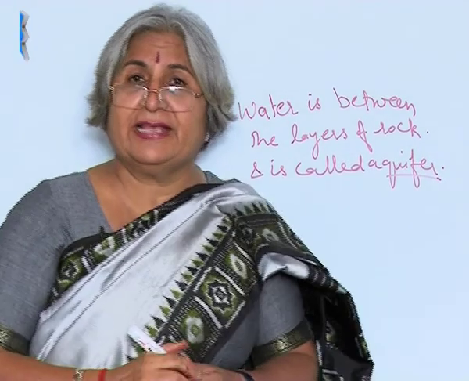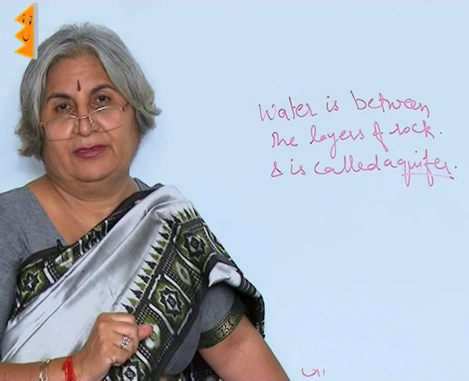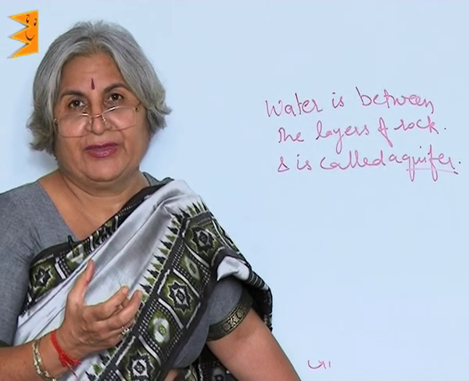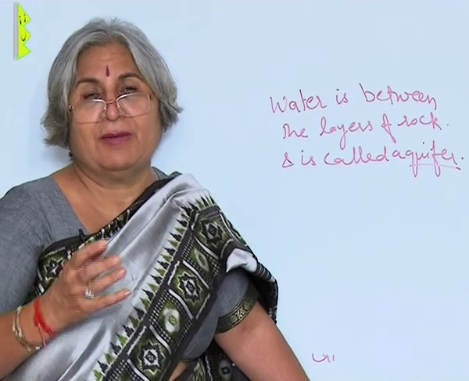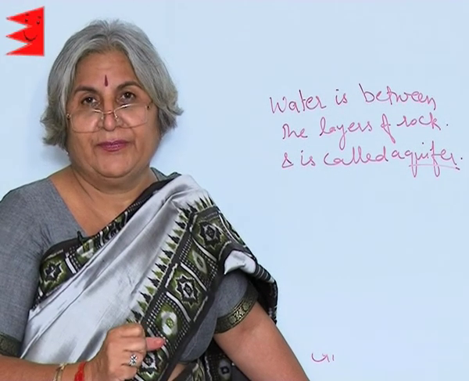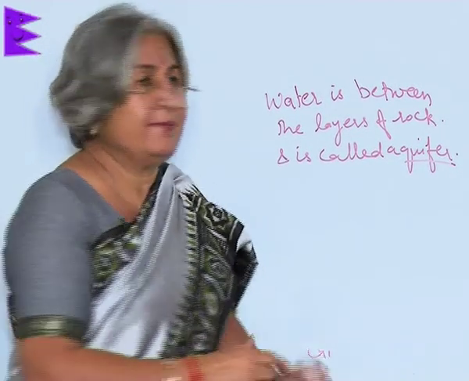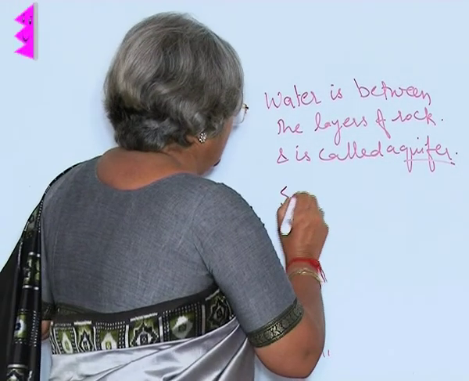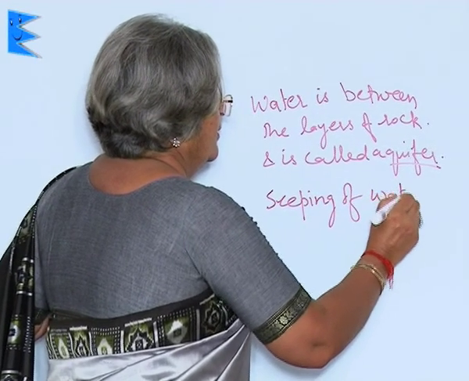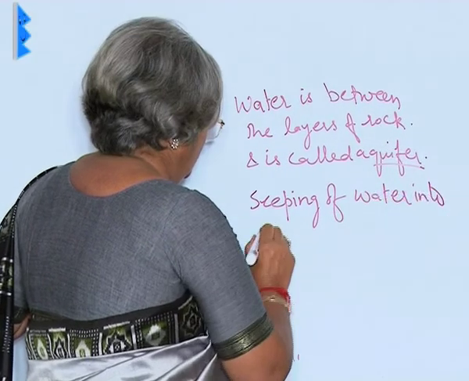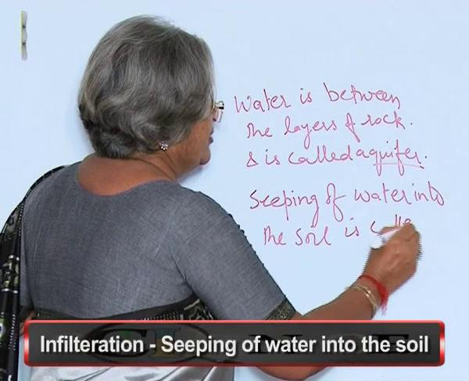Now, from where is water coming into the groundwater and into the aquifer? Of course, from the rains. When the rainwater comes, some of it runs away, but a large part is absorbed by the soil, right, and that adds to the water table. This seeping of water into the soil is called infiltration.